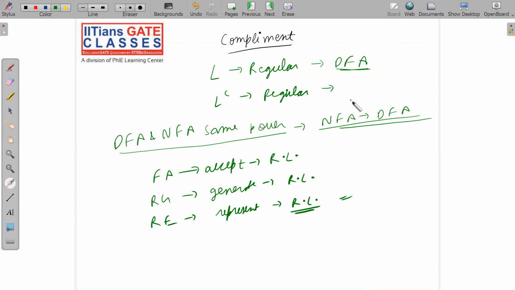So for complement, I'm saying that L is regular, so there exists a DFA. Now L complement is also regular. Why? You just need to find the complement of that DFA. Complement of DFA means what? Final, non-final; non-final, final. You should convert the final states to non-final and the non-final states to final. I hope I have made the point clear. So in complement, regular languages are closed.